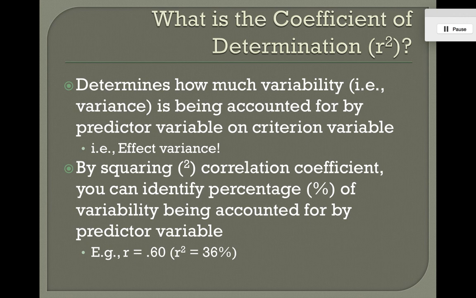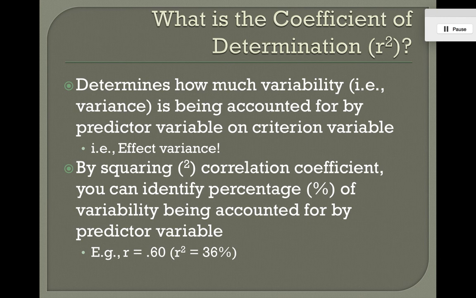So if we take, for instance, 0.60 and square that value, that gives you 0.36. In other words, 36% of the variability, so 36% of the relationship between your x and your y, is being explained by your x variable, in other words, your independent variable.